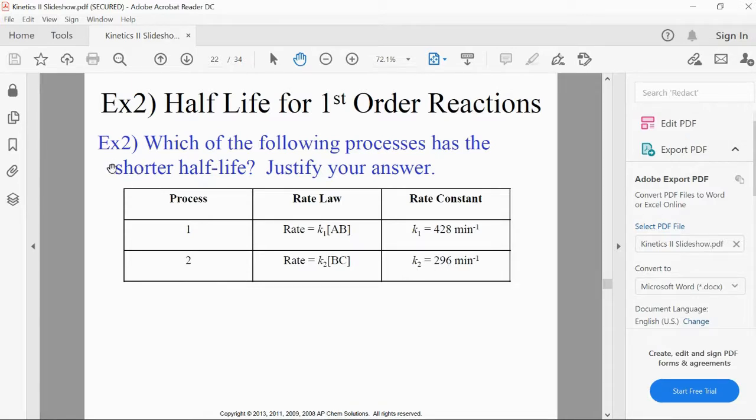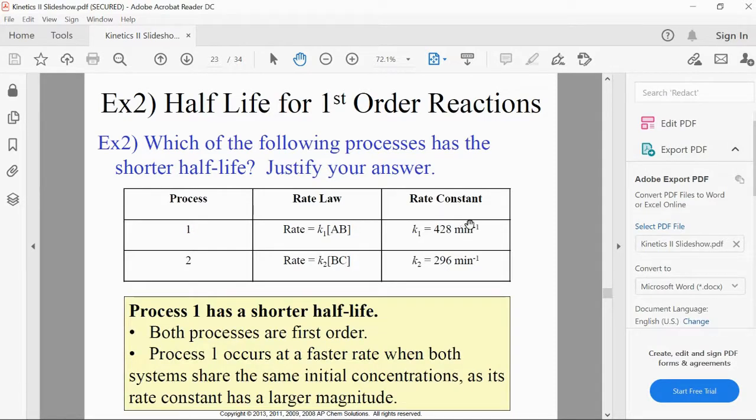And I want to know which one gives me the shortest half-life, which means I'm looking for what has the fastest rate. So just looking at these values, the one with the bigger K tells me that I have the fastest rate. Bigger K means fastest rate. So process 1 occurs at a faster rate when both systems share the same initial concentrations, meaning its rate constant has a larger magnitude. Therefore, it would have a shorter half-life. It would take less time to reduce the concentration of AB by 1/2 than it would to reduce the concentration of BC by half.